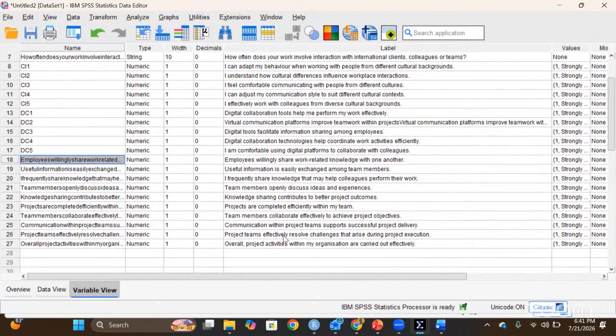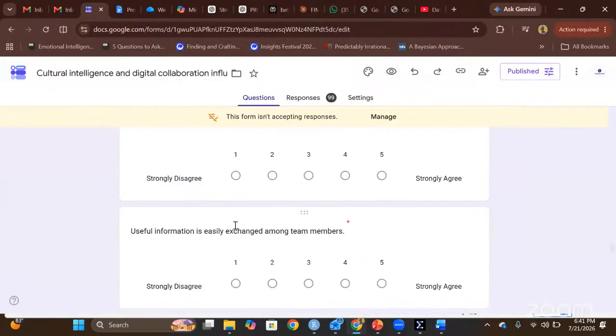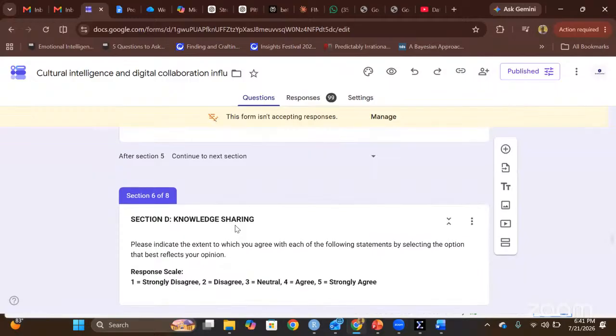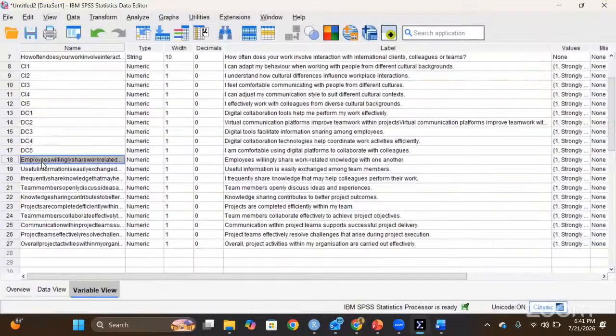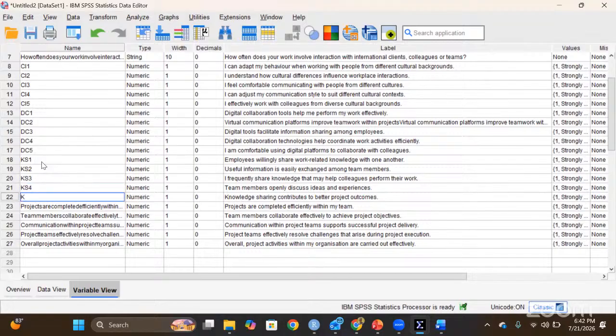So if I go to the next one, what's the next dimension? The next dimension is knowledge sharing, right? So what would this one be? KS1, KS2, KS3, KS4, and KS5.